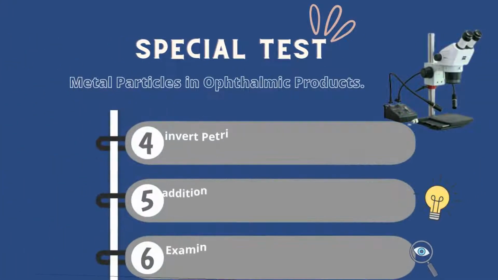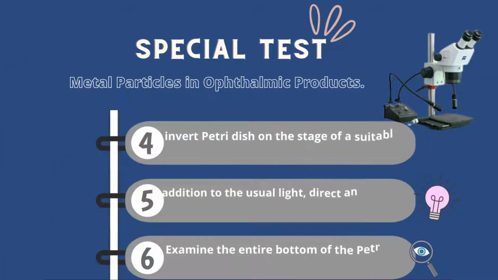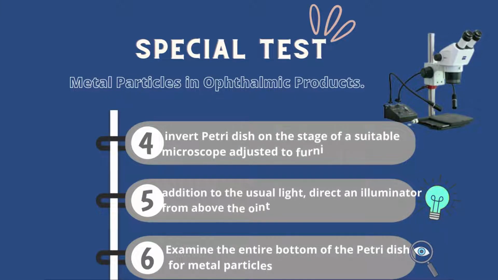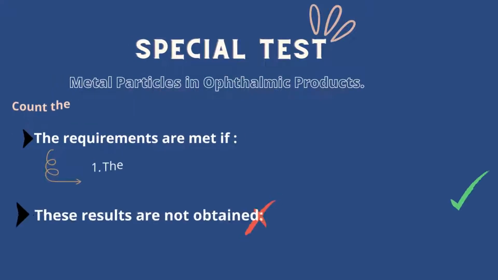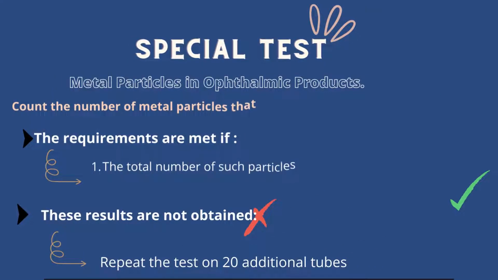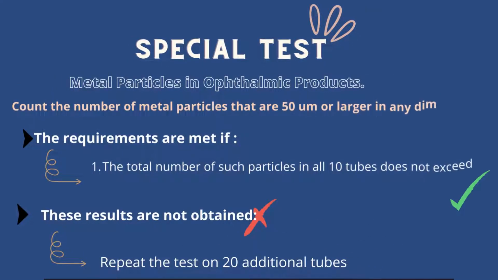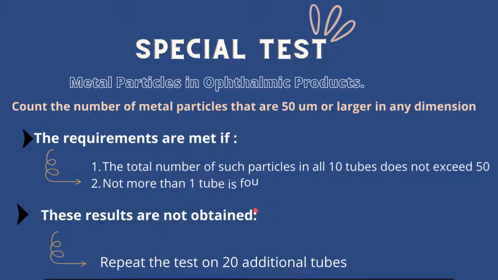Then gently invert the petri dish on the stage of a suitable microscope adjusted to furnish 30 times magnification. In addition to the usual source of light, direct an illuminator from above the ointment at a 45 degree angle. Examine the entire bottom of the petri dish for metal particles. After that, count the number of metal particles that are 50 micrometers or larger in any dimension.